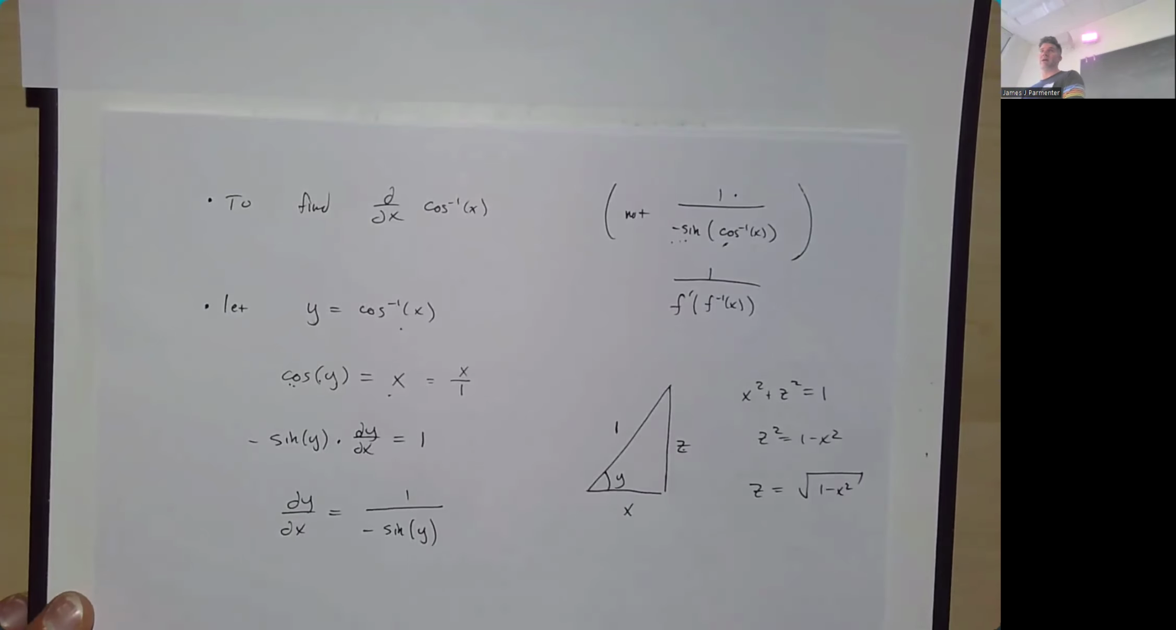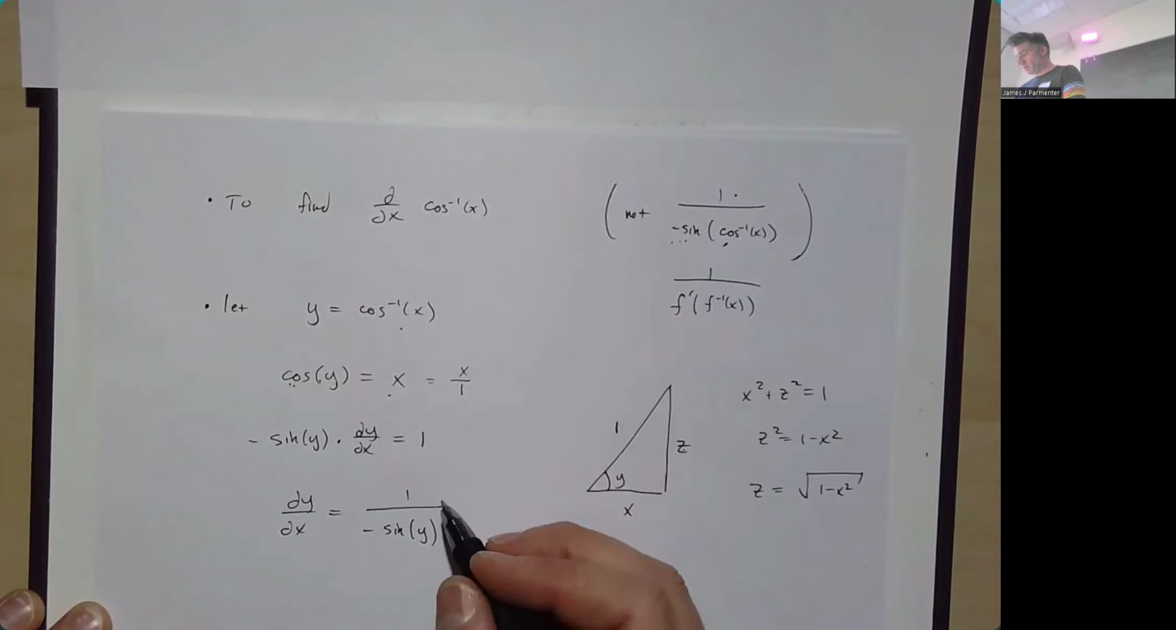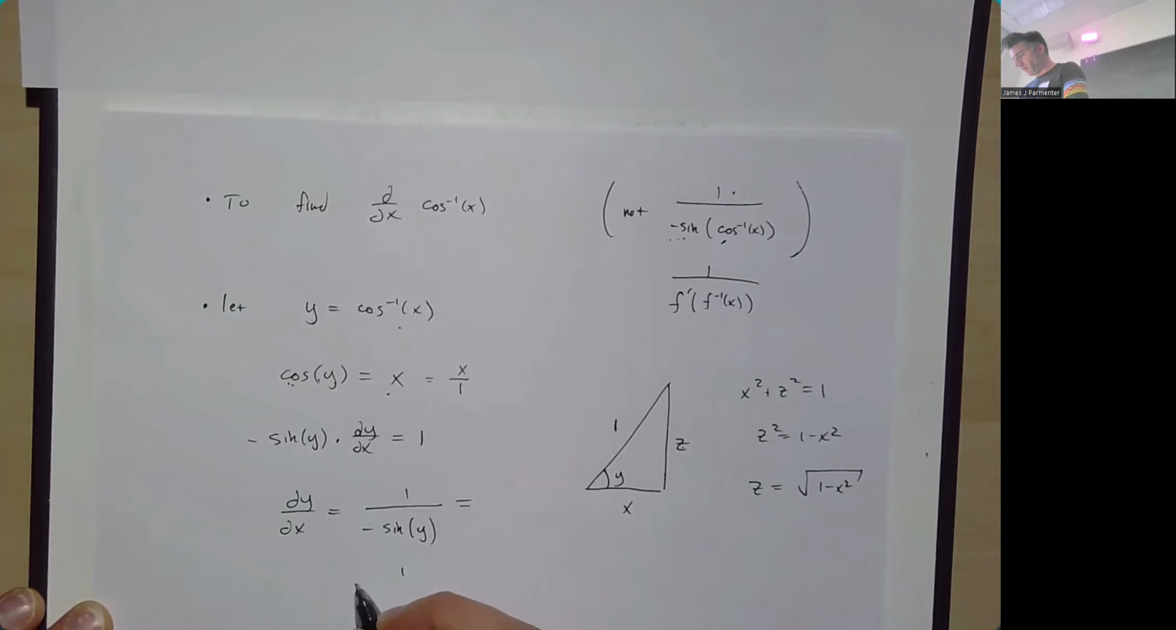Technically, there's a plus or minus there, but we've seen enough times that we always get the thing we want, so we're not going to write it. We always get the nice plus or minus that we need. So here we're going to get that 1 over negative sine of y is z over 1, or the square root of 1 minus x squared.